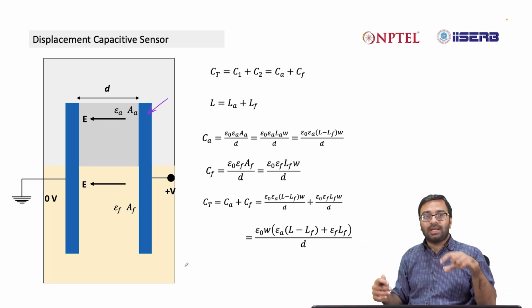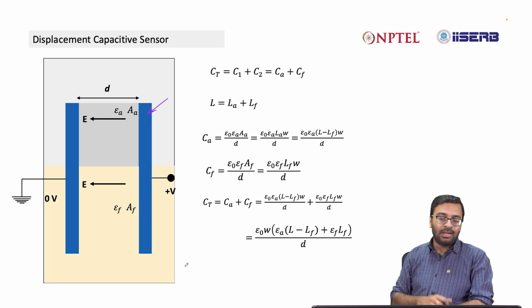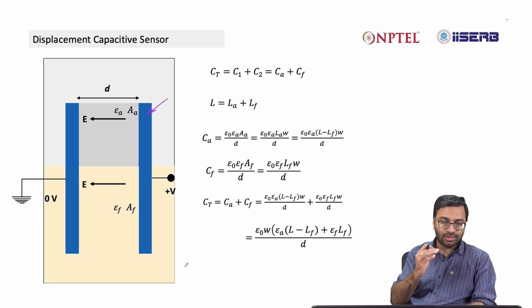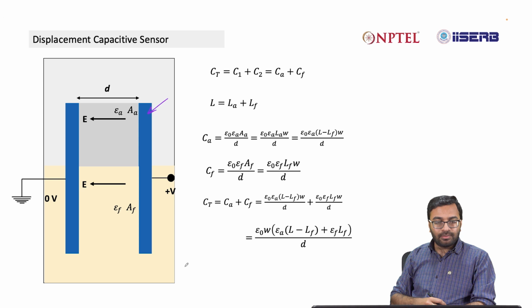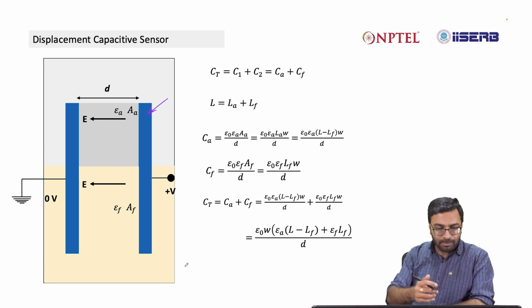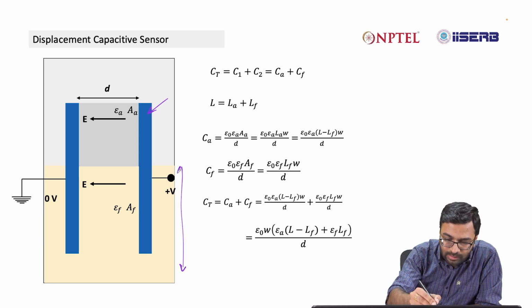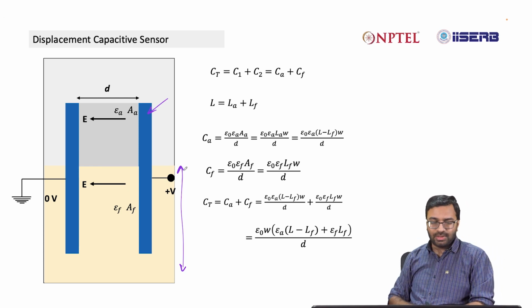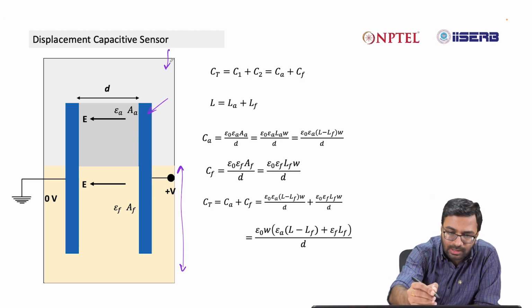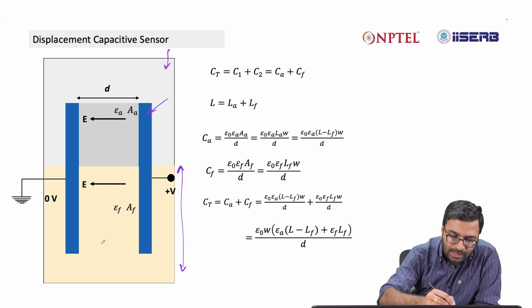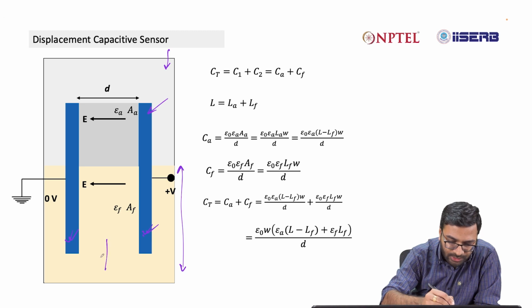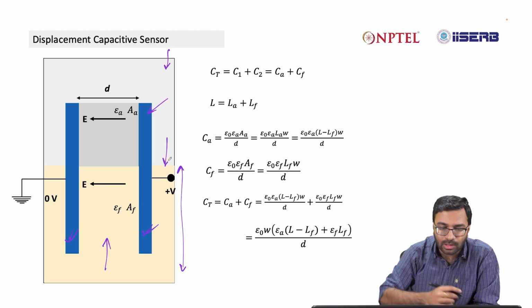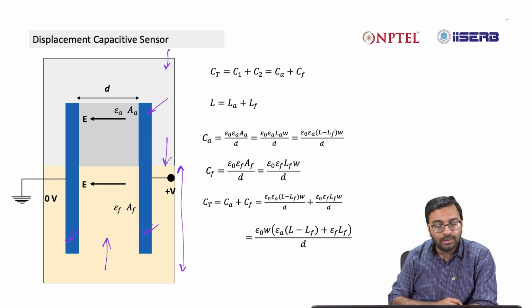You have a very big water tank, you kept a capacitive sensor somewhere, and you want to detect the level of the water in that tank, or say even a small vial where you have this sensor placed. Now in such a situation, if you start pouring water, the dielectric material between these two electrodes will change based on the level of the water, or level of the fluid for that matter, right.